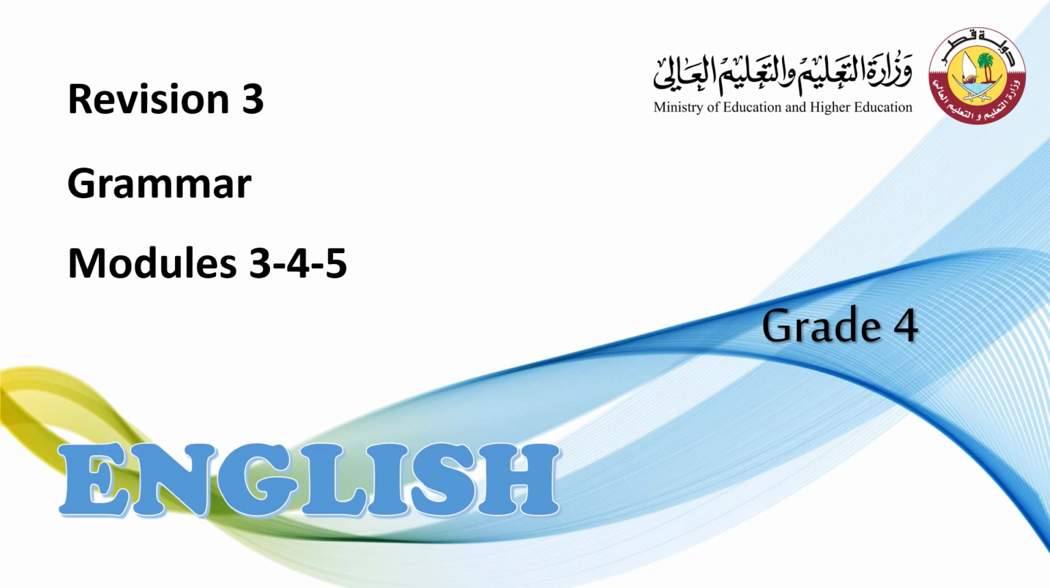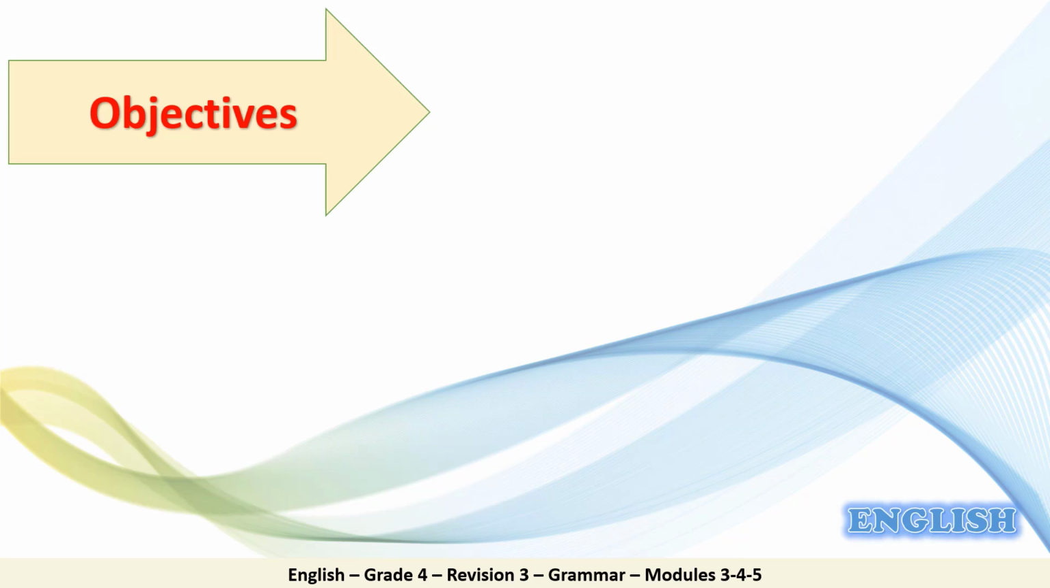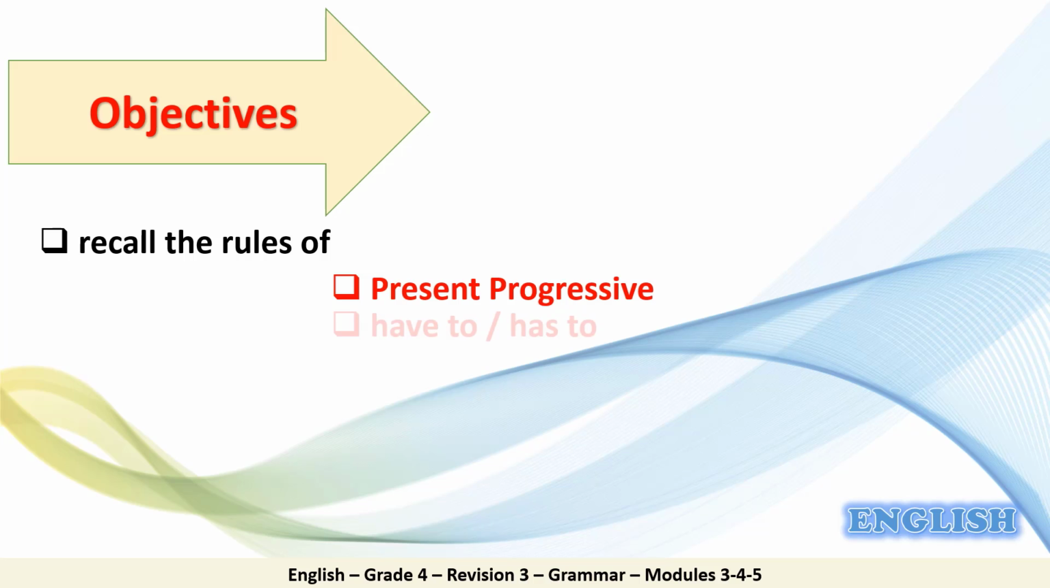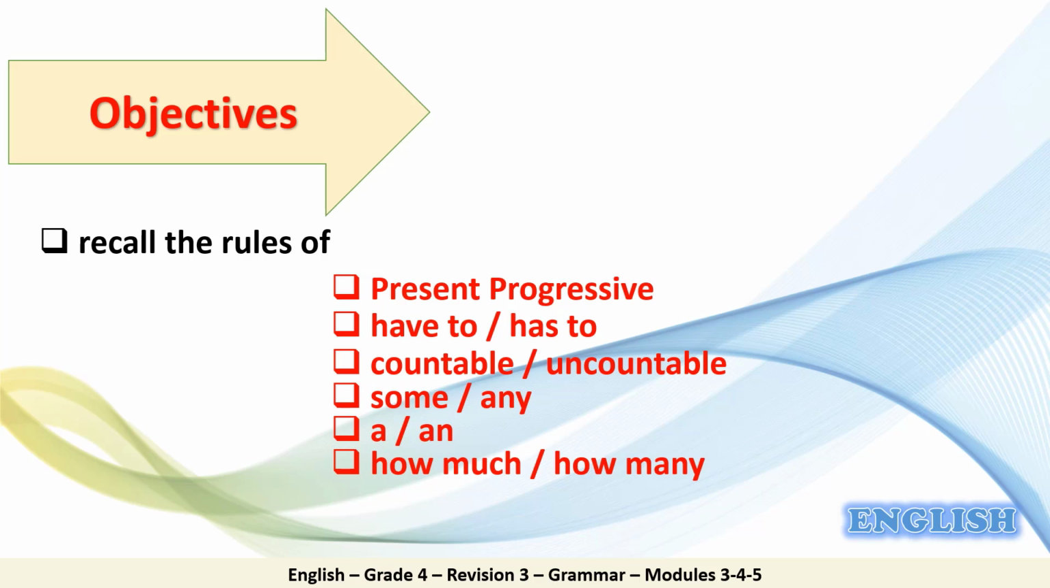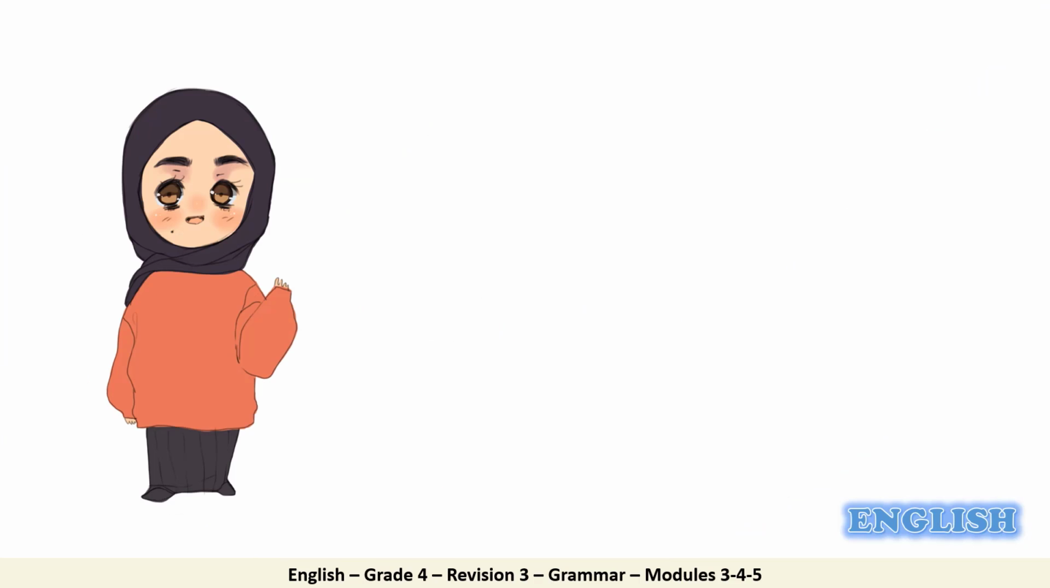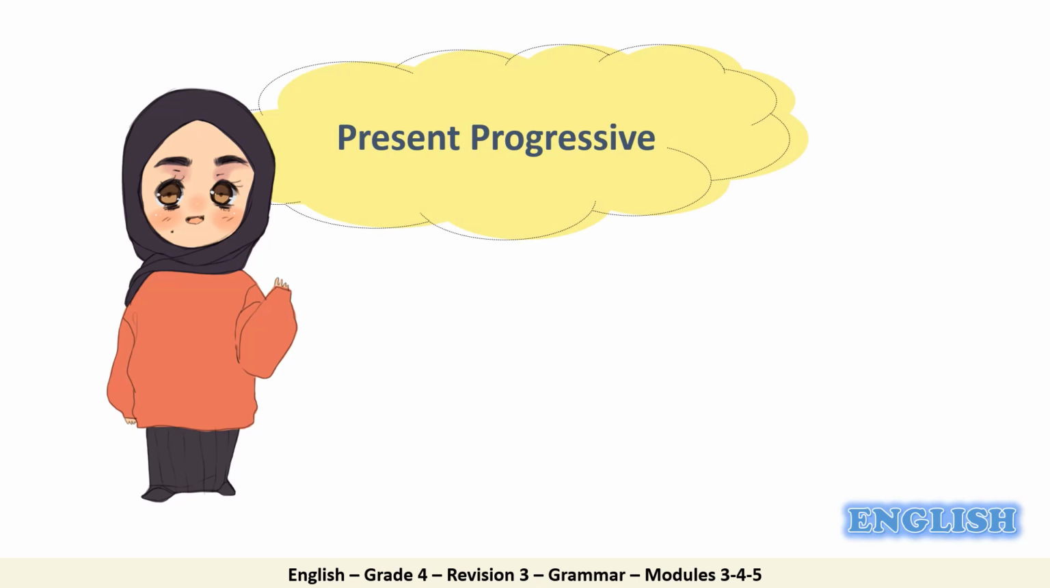Today's lesson is Revision 3, Grammar, from modules 3, 4, and 5. As for the objectives of the lesson, by the end of the lesson, you will be able to recall the rules of the present progressive, have to, has to, countable and uncountable, some, any, a, and, how much, how many, and the past simple. Let's start with the rule of the present progressive.